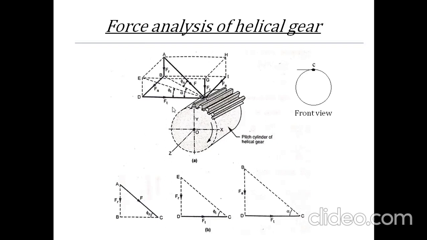Now, phi t is the pressure angle. We have used phi for pressure angle, but in the case of a helical gear there are two different planes. One is the transverse plane and the second one is the normal plane. As we discussed in the previous session, the transverse plane is the plane of rotation, and that plane of rotation is the XY plane. This plane is perpendicular to the front view.